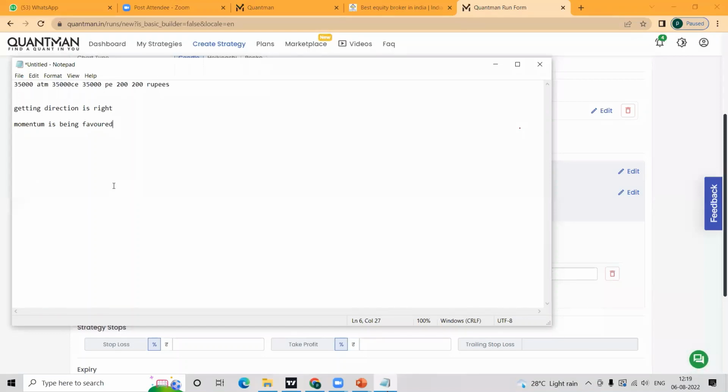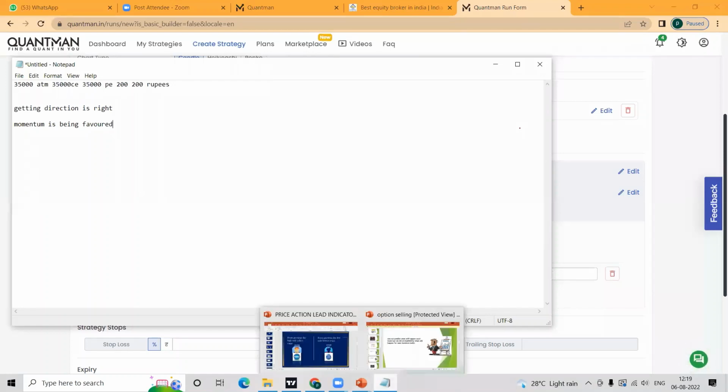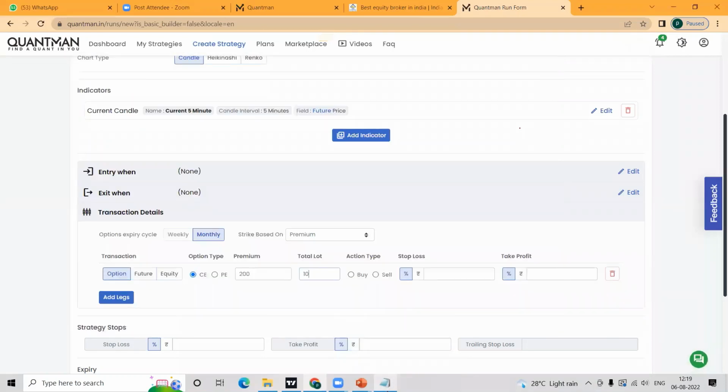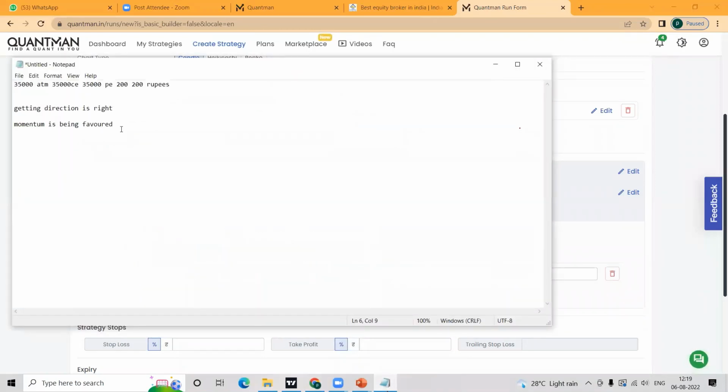There is one question actually. Sir, can we deploy TradingView indicators to QuantMan? We are planning to add it in future, sir. Surely we will do that, but currently it is not possible.